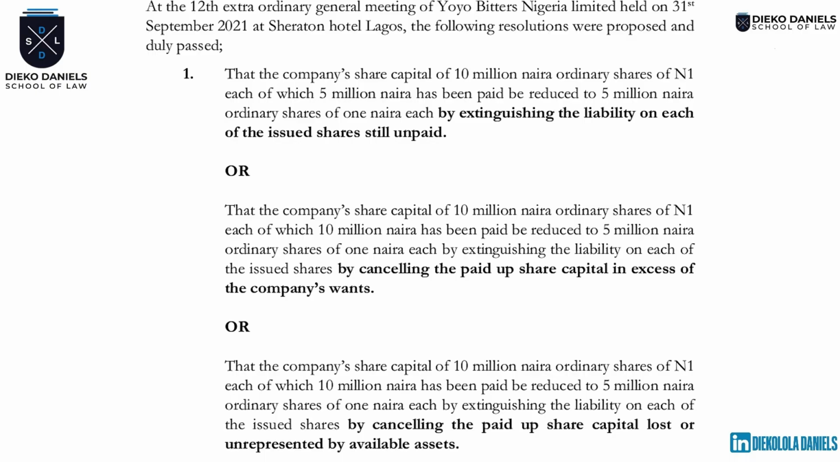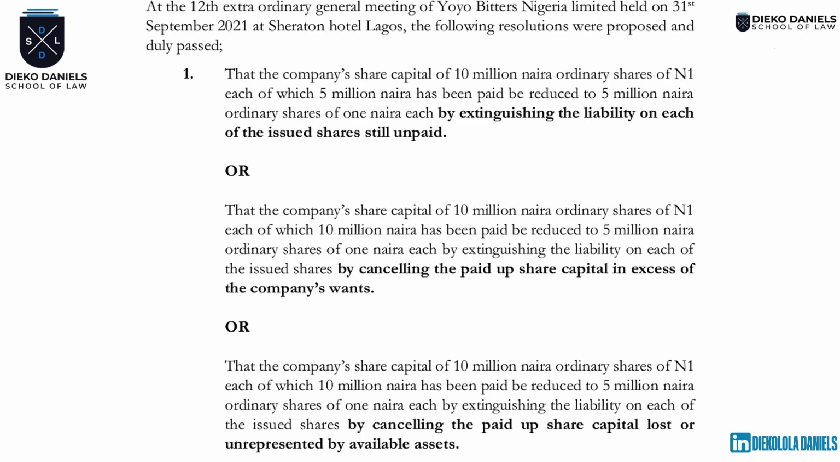So you can see why we can have that. So it's the same thing. When you are talking about B and C, the shareholders have paid for it. So you have to say that you are cancelling the paid up share.